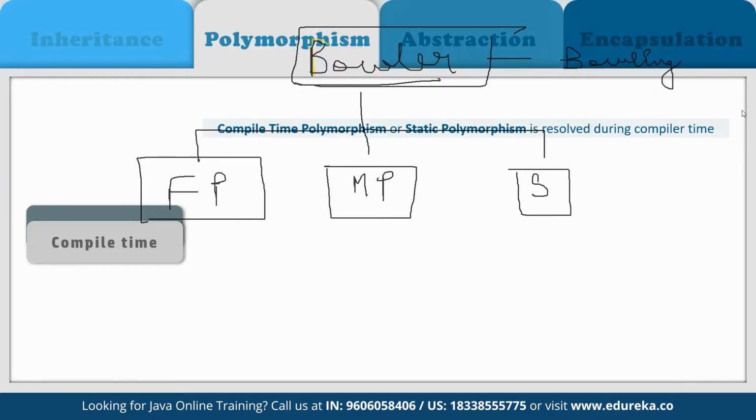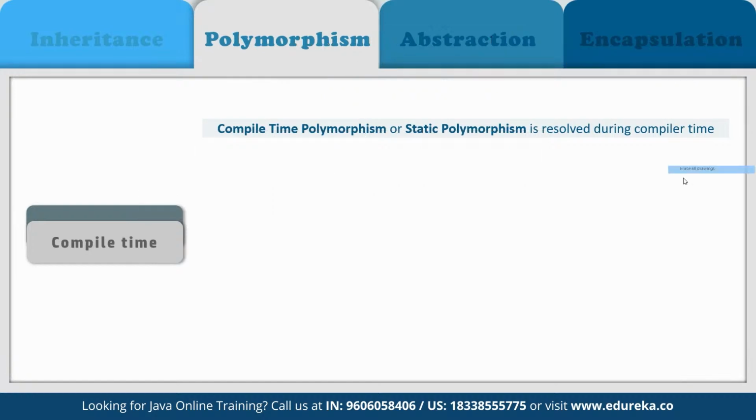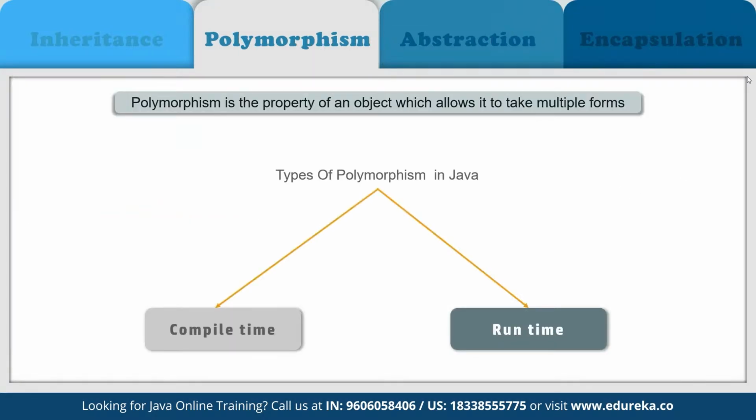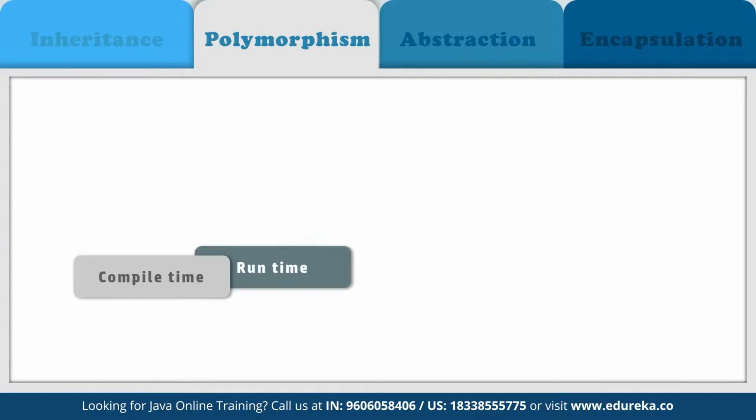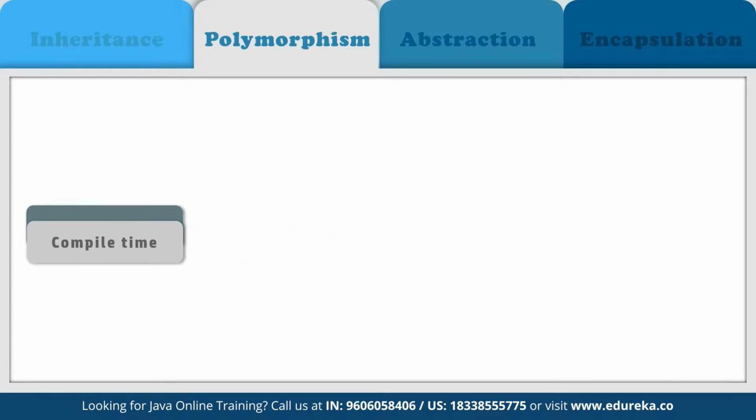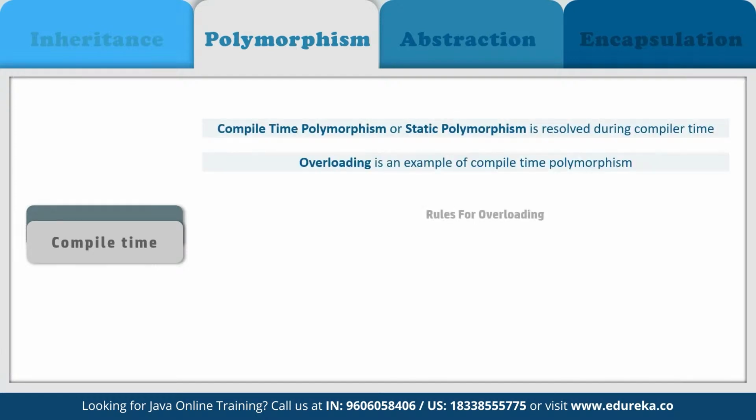So if we come back to our browser, here we have two types of polymorphism. We have compile time and then we have runtime. First of all, if we talk about compile time, then in Java, compile time polymorphism refers to a process in which a call to an overloaded method is resolved at compile time rather than at runtime. So method overloading is an example of compile time polymorphism.